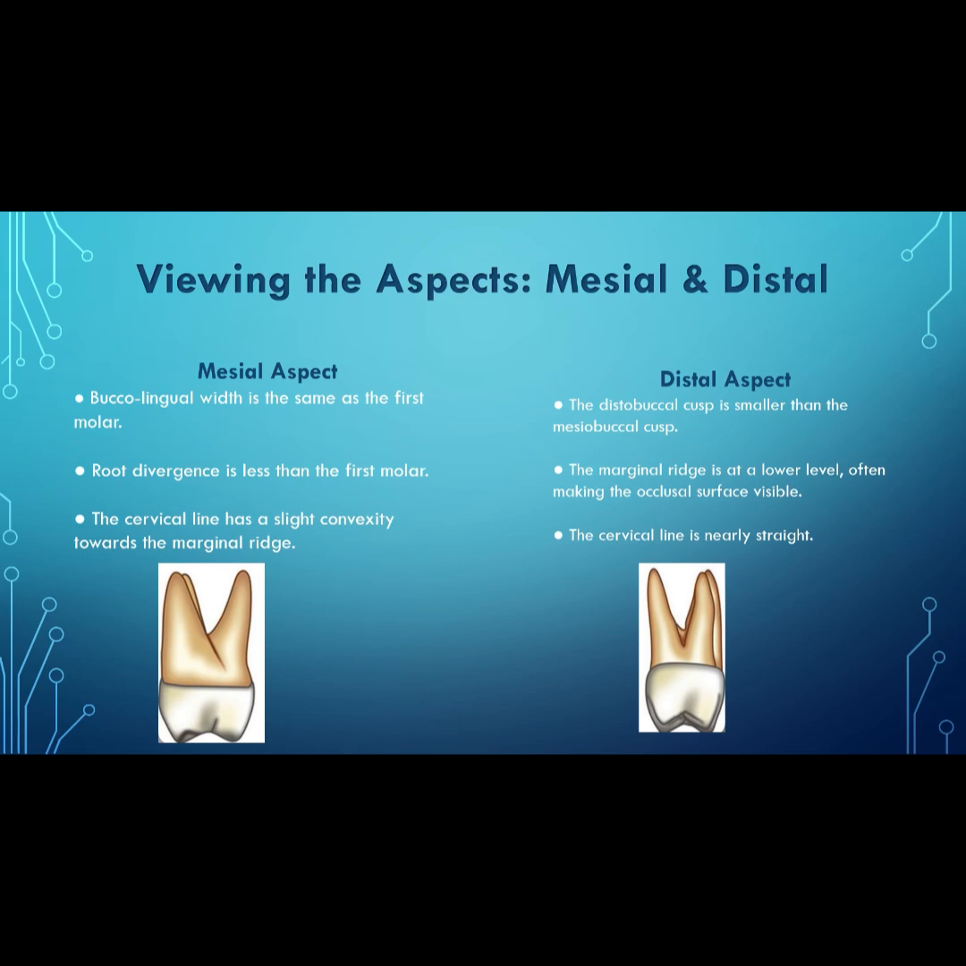In the distal aspect, the distobuccal cusp is smaller than the mesiobuccal cusp. The marginal ridge is at a lower level, often making the occlusal surface visible. The cervical line is nearly straight.